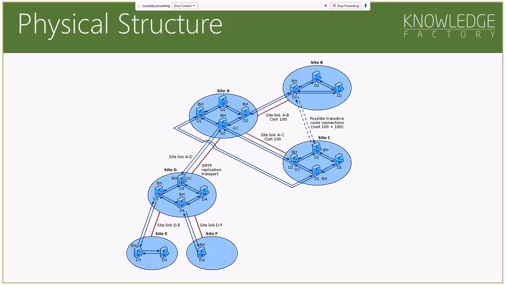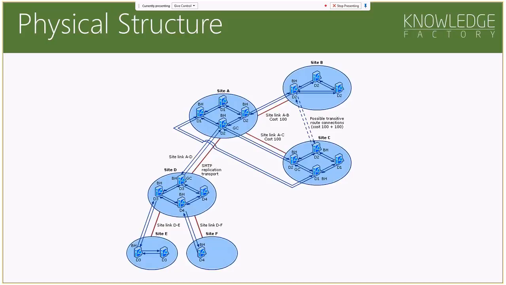What is not shown in this picture is that where WAN links are available, replication between sites uses the RPC replication transport. RPC is always used within sites. The site link between site A and site D uses SMTP protocol for the replication transport to replicate the configuration and schema directory partitions and global catalog partial read-only directory partitions.